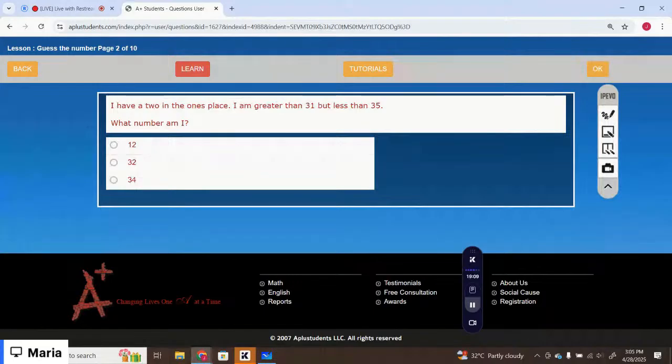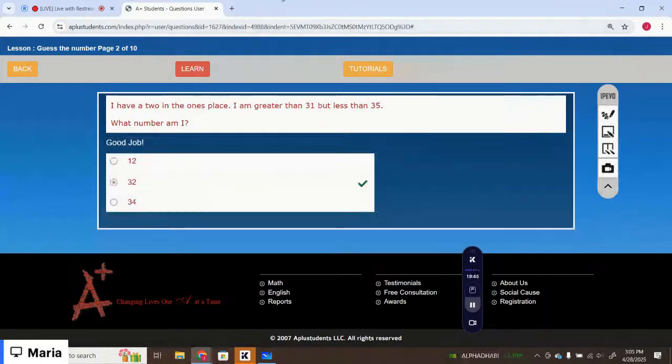I have a 2 in the ones place. I'm greater than 31, but less than 35. What number am I? 32 it is, that's the one we just did in the tutorial. So the number between 31 and 35 that has 2 at the ones place is 32. Option number 2 is the correct option.